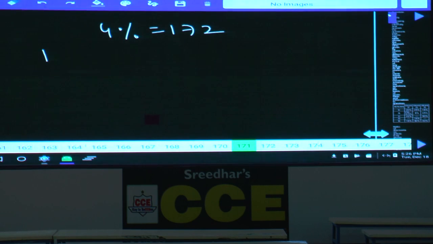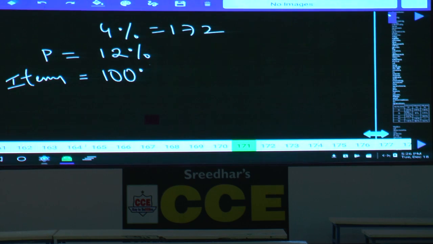Now, discount percentage offered by P is equal to what percent? 12%. And what is the total item price, the item market price? 100%. If 4% is equal to 172, 12% will be exactly 3 times that number. 3 times 172: 3 times 2 is 6, 3 times 7 is 21, 3 times 1 is 3, plus 2 is 5, so 516.